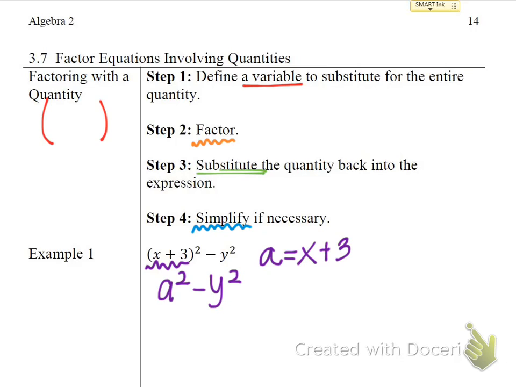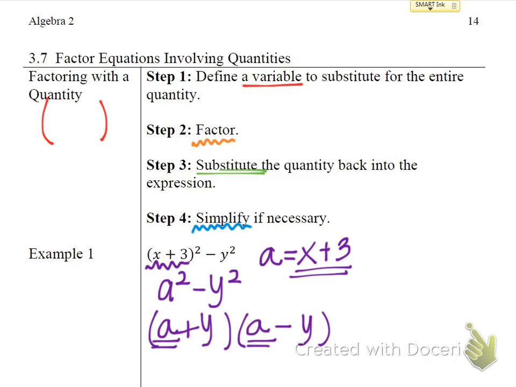What factoring method do you see now? Difference of two squares. So let's factor using difference of two squares. The square root of a squared is a, and the square root of y squared is y. Now, look at my original problem. Is there an a in that original problem at all? No. So we have to substitute x plus 3 back in for all of our a's, and then we will be done. So this is going to give me x plus 3 plus y times x plus 3 minus y.